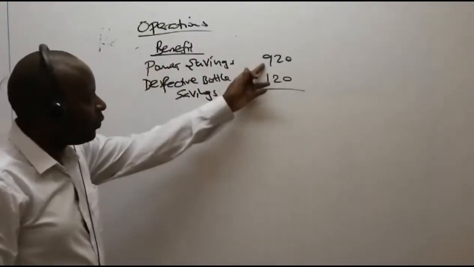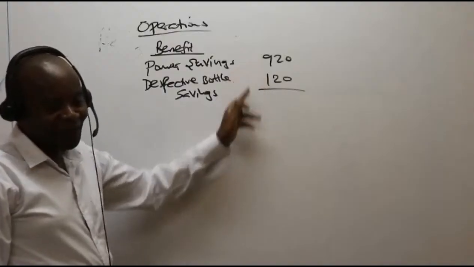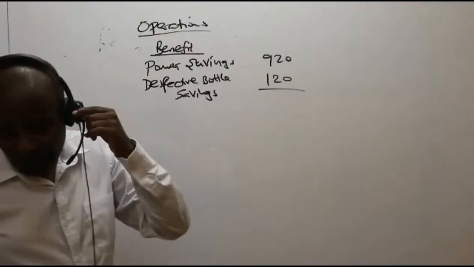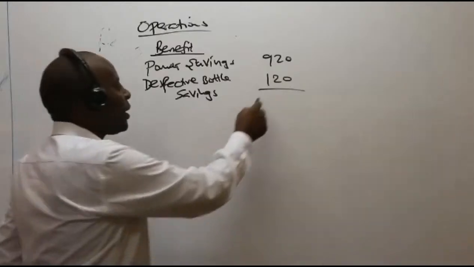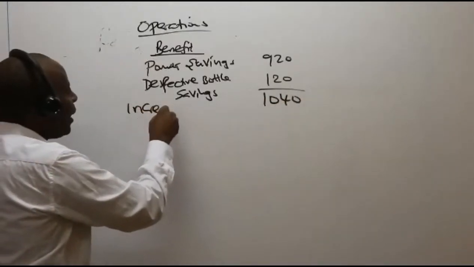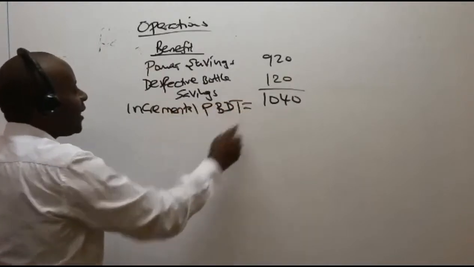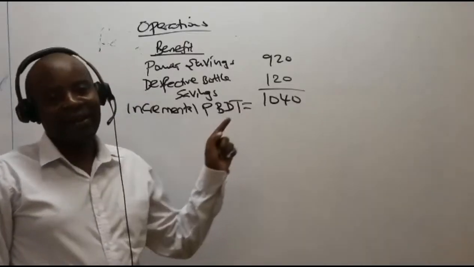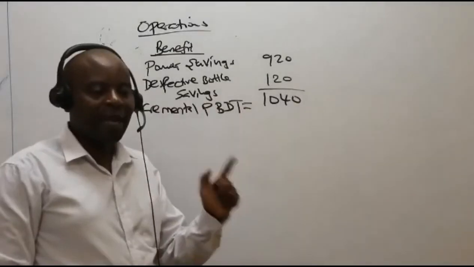Could you kindly give me this total? What are we able to get there? 1040. So this 1040 basically is what I will call my incremental profit before depreciation and tax.